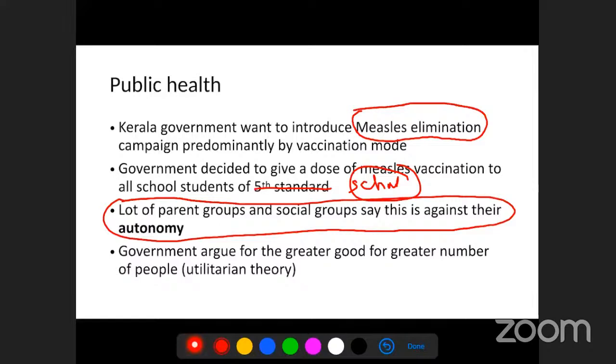Now, the government argued against the autonomy of individual persons by an argument called utilitarian theory, which is a very commonly used theory in ethical arguments. Utilitarian theory basically says that the greater good for more number of people would be better. That basically means if you give MR vaccination to all of the children, measles rubella will get eliminated from the future population, and all of the future populations would benefit. Not only the present population, but the future population also benefits. So even if you are denying autonomy to individual participants, you are still getting a benefit. That would be the argument of the government. But the individual people will be saying that autonomy is more important than the utilitarian.